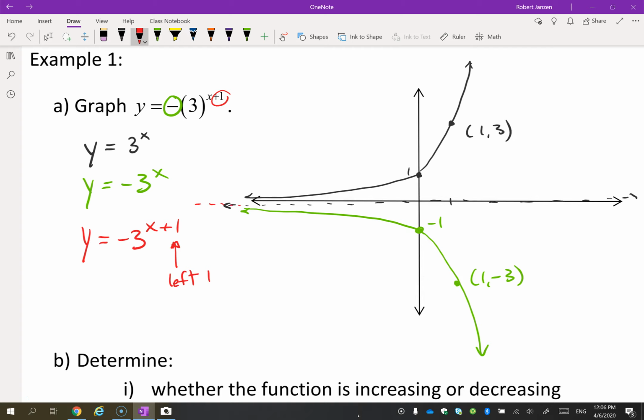Okay, the asymptote won't change. It's still going to be at y equals 0. But this one will become -1, -1, and this will become just -3. Okay, and so the graph would look something like that.